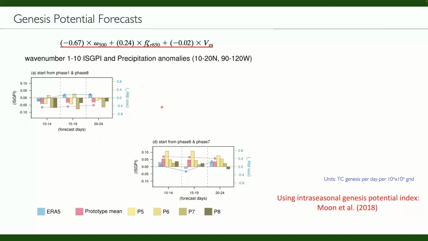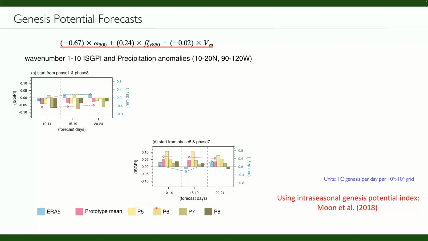And this is the result of that here for phases 1 and 8 on the upper left. So basically on the x-axis, we have forecast days, and on the y-axis, we have anomalies in intraseasonal genesis potential. The bars on here are a little bit complicated, so let me talk through these.